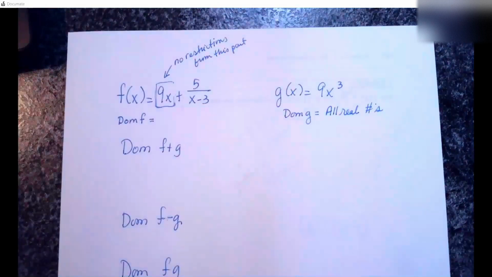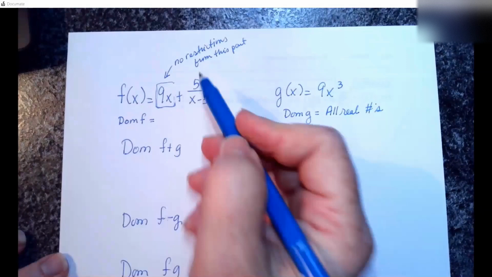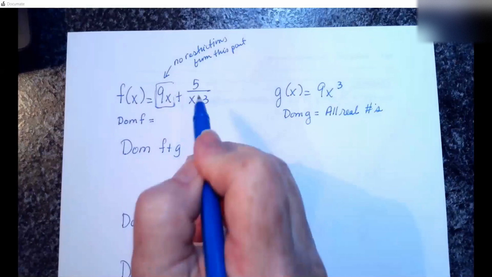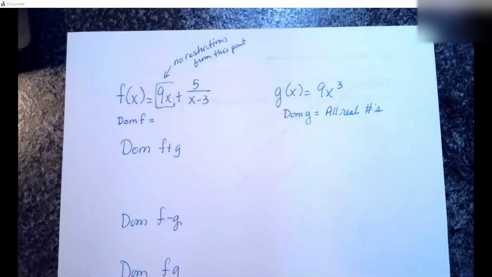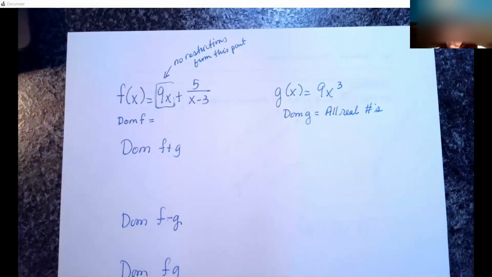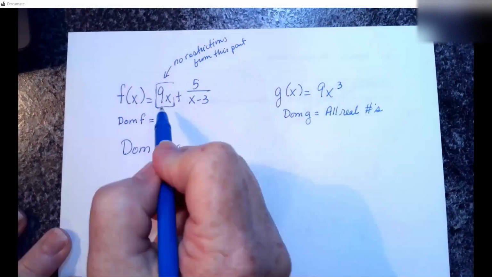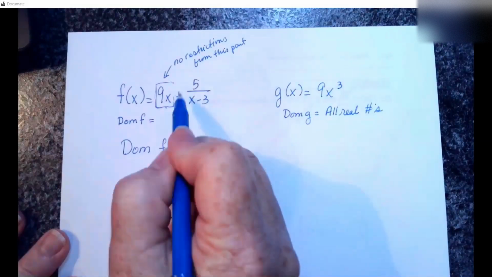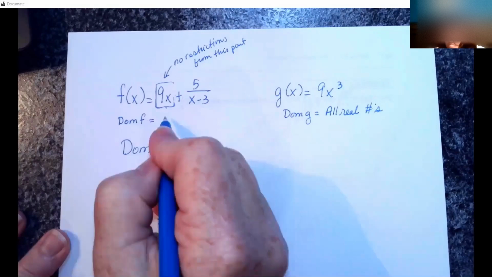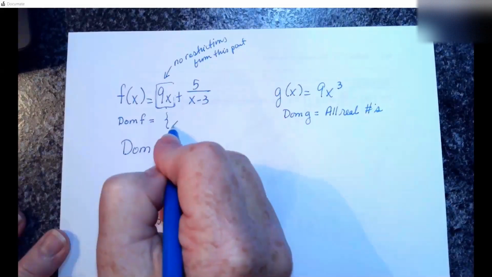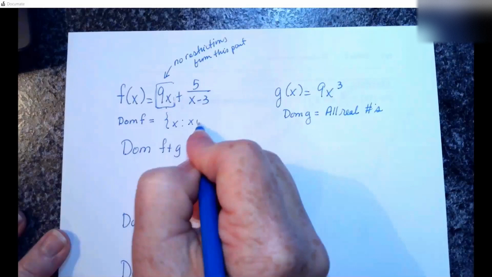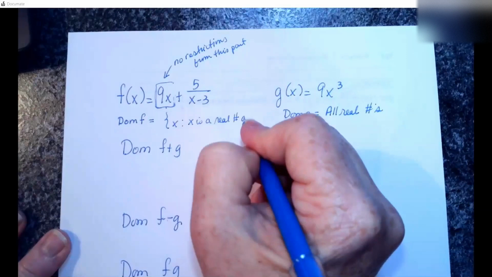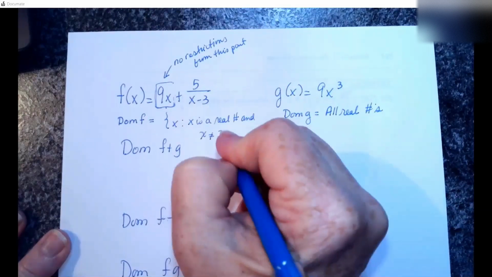Okay, but what about that 5 over X minus 3? Well, the top part doesn't have any restrictions. It doesn't even have an X involved. But what about the bottom part? What do we have to leave out? We have to leave out whatever makes the denominator 0, which is exactly 3. So for this part of the function, we would indeed have to leave out 3. So the domain of F would be the set of all X such that X is a real number and X is not equal to 3.